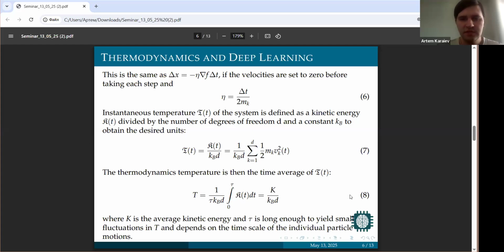So if we take the velocity and set it to 0 before taking each step, we can find the second duality between mechanics and machine learning. The first was potential energy and loss function, and the second duality, which the authors define, is the duality between learning rate and mass term, as in the sixth equation.